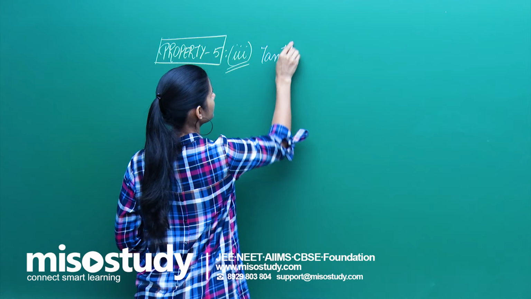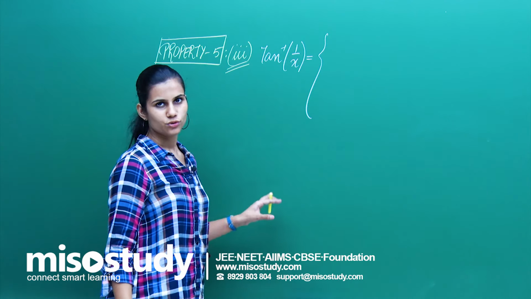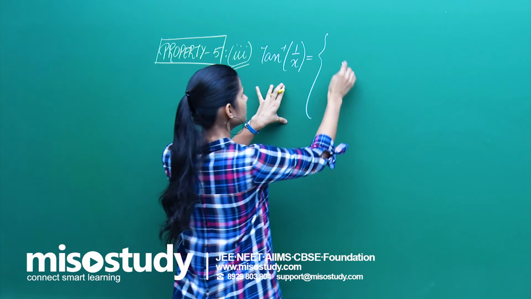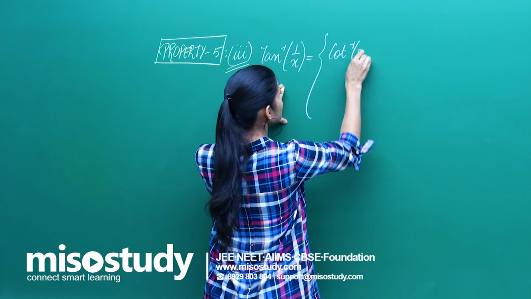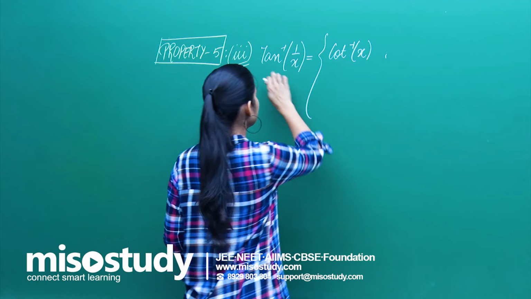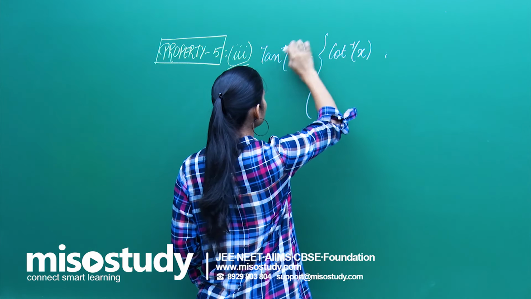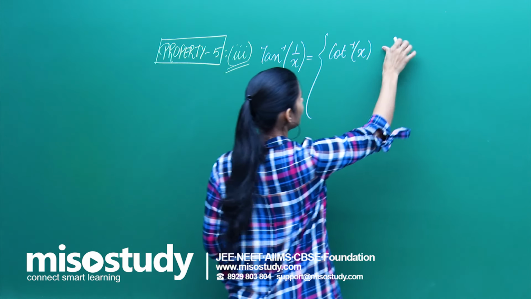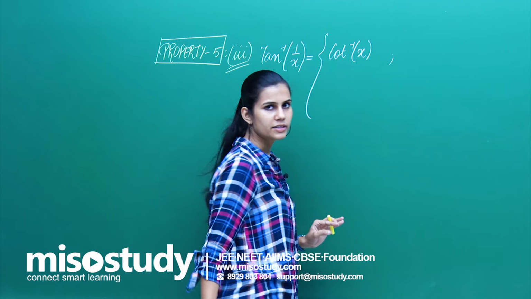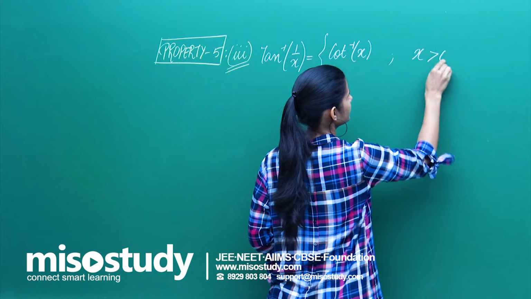tan inverse 1 by x is equal to, what is tan inverse 1 by x equal to? No, it is not always equal to cot inverse x, just like was the case with sine inverse x and cos inverse x. Sine inverse 1 by x was always equal to cosec inverse x. Cos inverse 1 by x was always equal to sec inverse x. But tan inverse 1 by x is not always equal to cot inverse x. It is equal to cot inverse x only when x is positive.